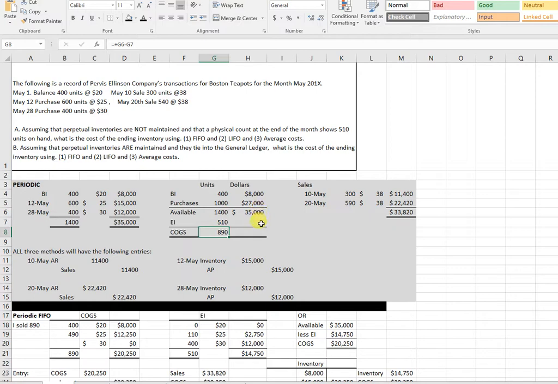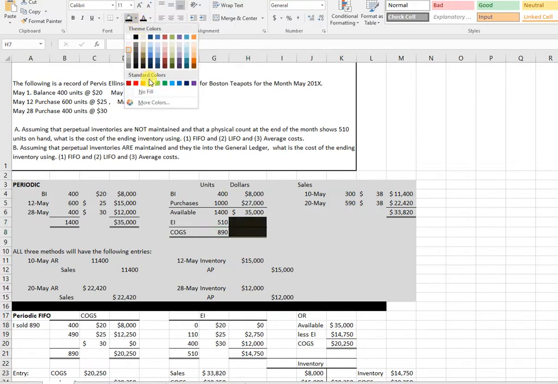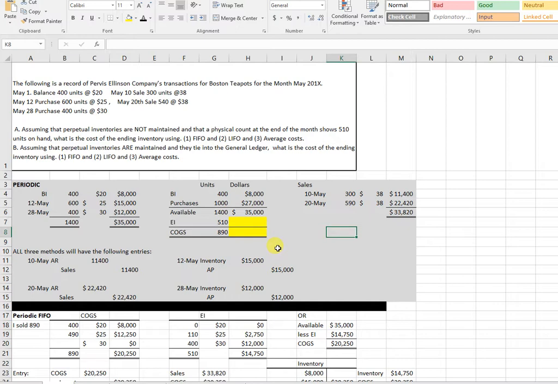What I'm going to determine, which will differ under each method, are these two boxes right here, the ending inventory and the cost of goods sold. All three methods are going to have the entry for accounts receivable sales. I sold on the 10th, 11,400, and on the 20th, 22,420. So we will have that under FIFO, LIFO, and average costing. And we'll also have the purchases entry of inventory and accounts payable for 15,000 and 12,000. Notice this was beginning inventory, not a purchase, so that's just carrying over from last month.